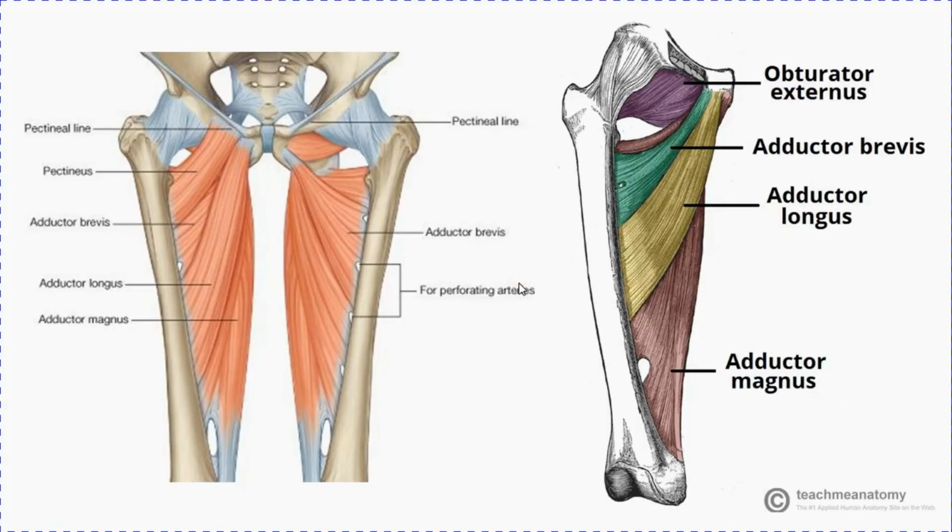Again you can see in this figure, this is the upper one third of the linea aspera, giving attachment to adductor brevis. The middle one third of the linea aspera gives attachment to the adductor longus muscle. And from here, you can see this is the same purple color for adductor magnus, starting from the medial lip of the gluteal tuberosity, the whole length of the linea aspera down up to the medial supracondylar line, as well as the adductor tubercle.